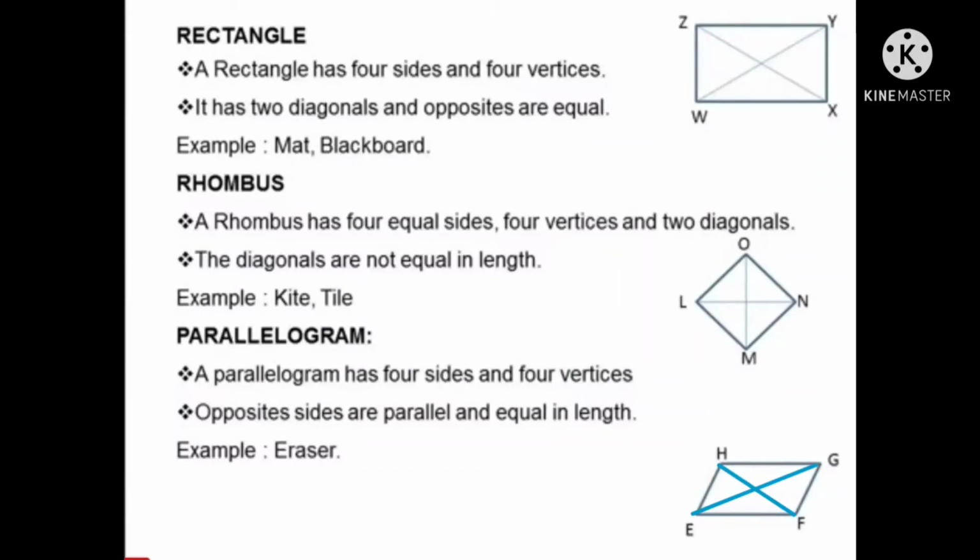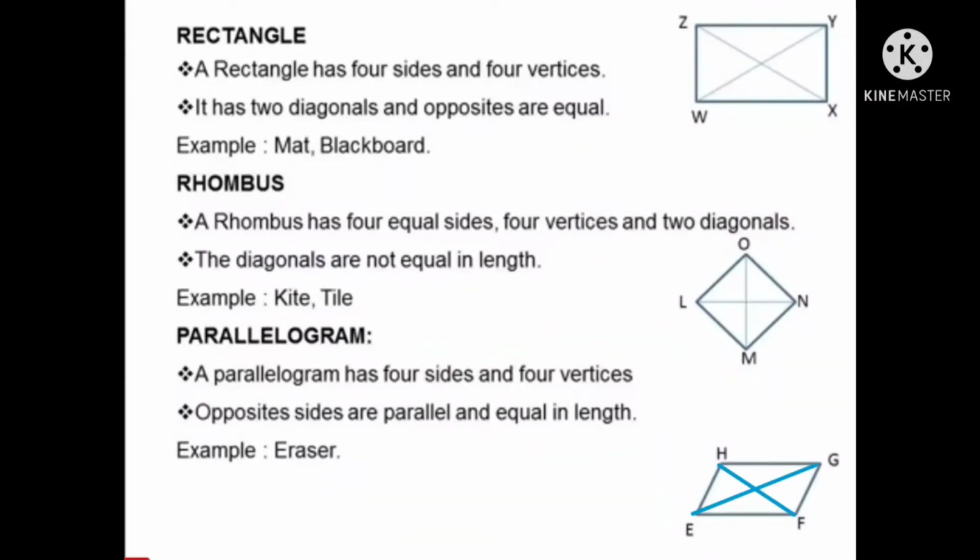Next one, rhombus. A rhombus has four equal sides, four vertices and two diagonals. What are the two diagonals? LN and OM. So we know that it has four sides and four corners. Examples are a kite and tiles. Normally we say it is a diamond shape.